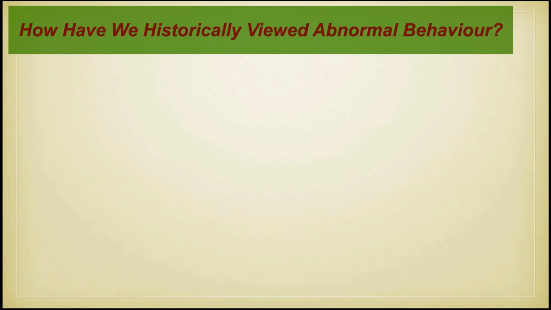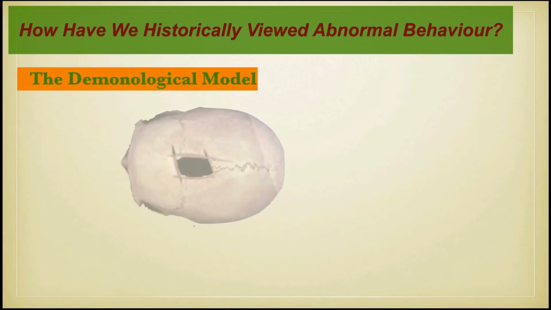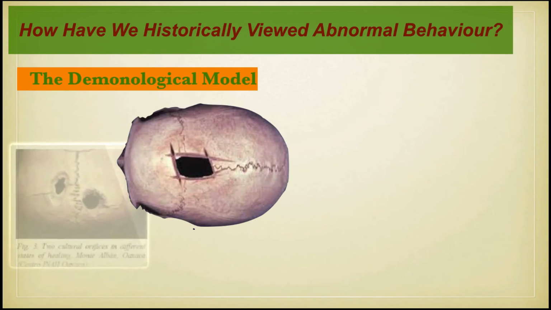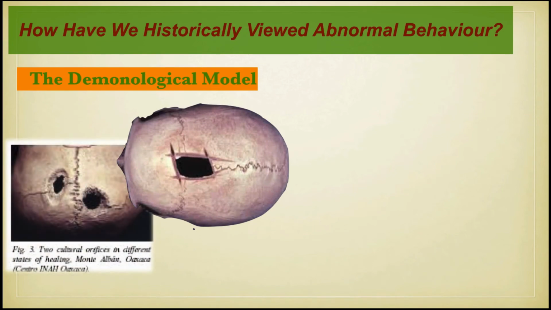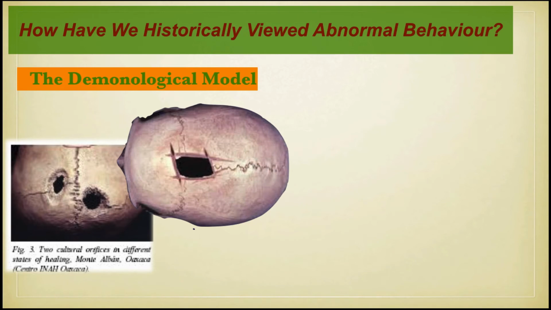So what we're going to look at is a little bit of the historical view of where identifying abnormal behavior and abnormal psychology has come from. Ancient societies attributed abnormal behavior to divine or supernatural forces, known as a demonological model. Stone Age skulls have shown that our prehistoric ancestors practiced trephining. This is where they would cut a hole in a person's skull, possibly as a means of releasing demons.